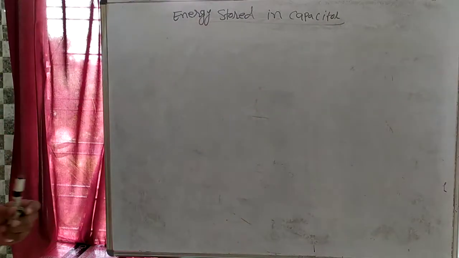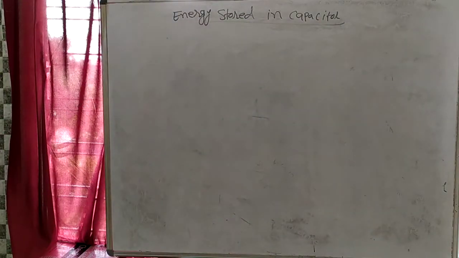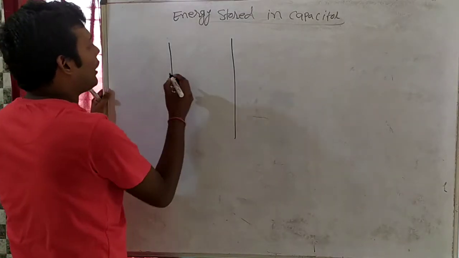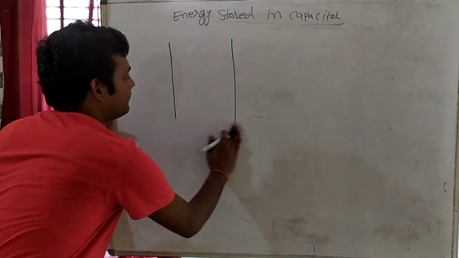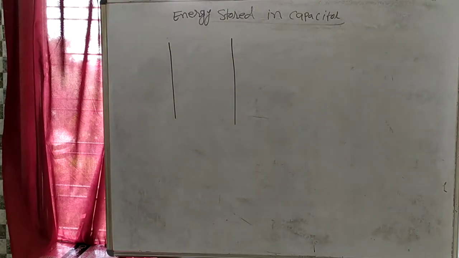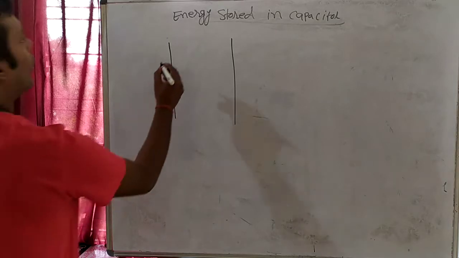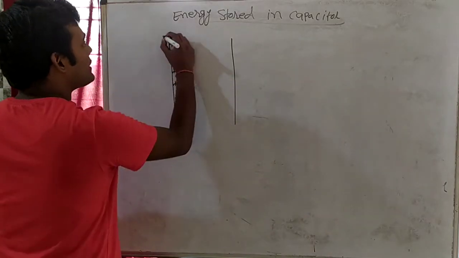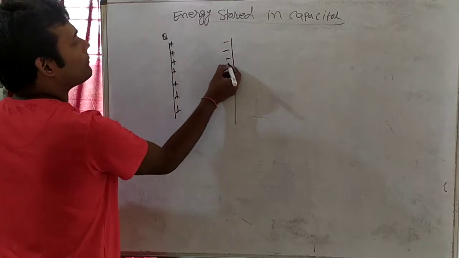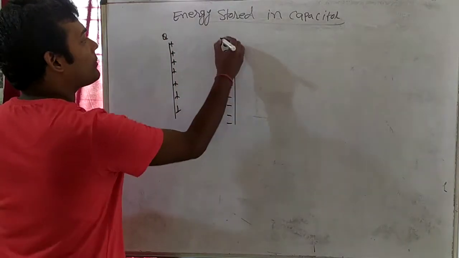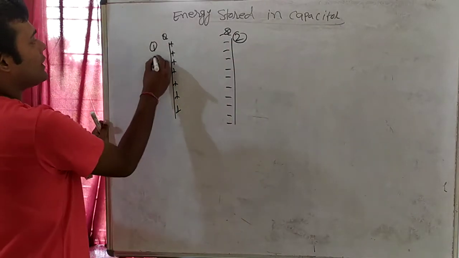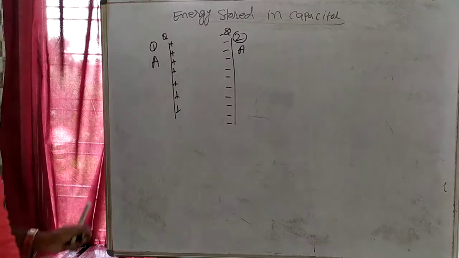Energy stored in a capacitor. What will I do? I will take two plates. This is a parallel plate capacitor. On one plate I will take positive charge. Let's say this charge is +Q, and on the other plate it will be negative charge, that means -Q. So this is our first plate, this is our second plate. Let's say this plate area is A, this plate area is also A.